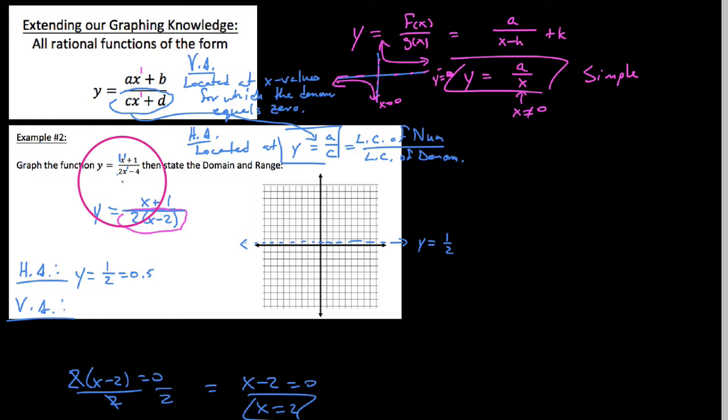What this means is when x is equal to 2, and you can easily check this, plug this back into the original denominator, you get 2 times 2 minus 4, you get 0. So we could say, well, then we say vertical asymptote at x equals 2. So we're going to go over to 2 and we're going to draw in this vertical asymptote right here.